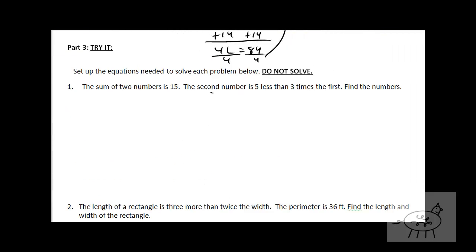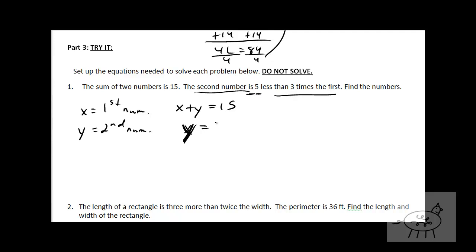That's all it is. Okay, so the sum of two numbers, and we're going to say x is equal to the first number, and y equals the second number. Okay, and then it says the sum of the two numbers is 15, so x plus y equals 15. The second number, so that's y. Y equals, so the second number is 5 less than 3 times the first. So remember, 3 times the first, and it's 5 less than it.